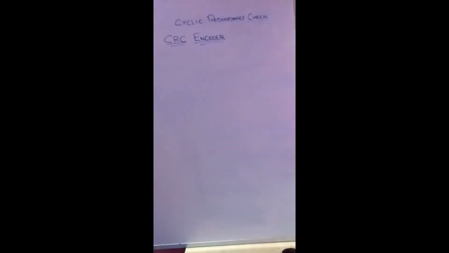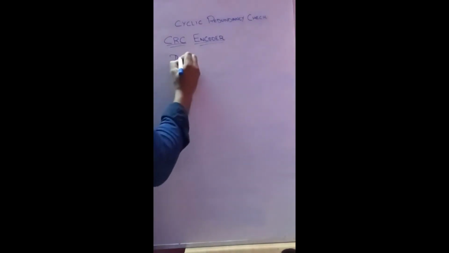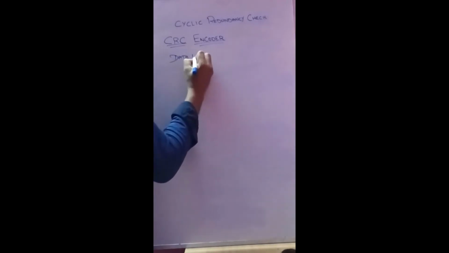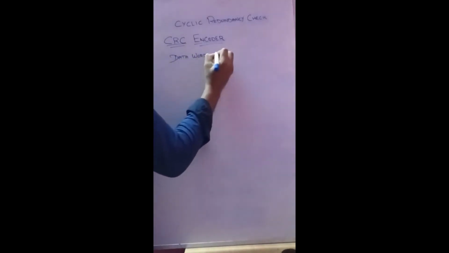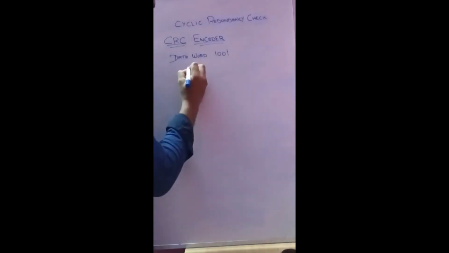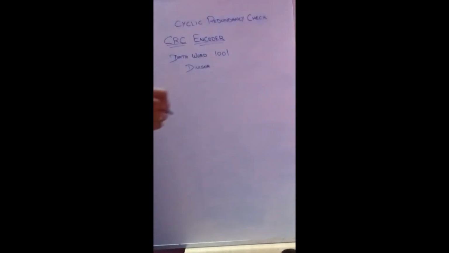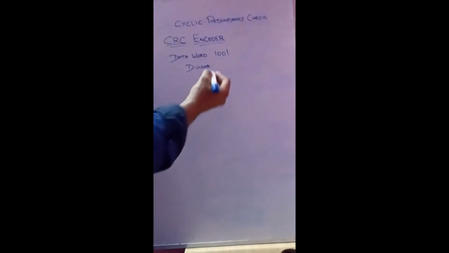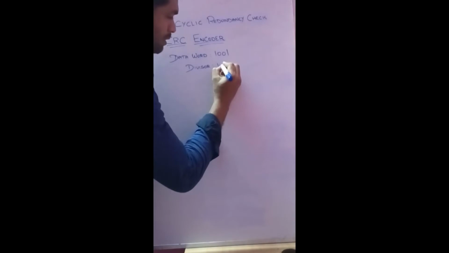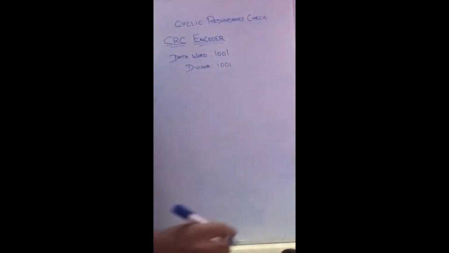So in the CRC encoder process, we can take the data word as 1001, and a divisor which is 4 bits. As I told you, the divisor is predefined or agreed upon. So here we can choose a divisor like 1001.